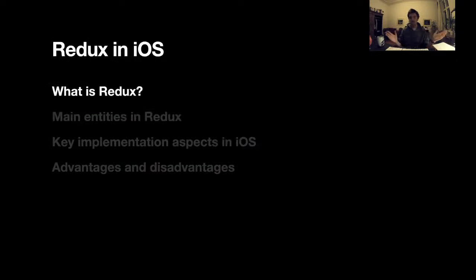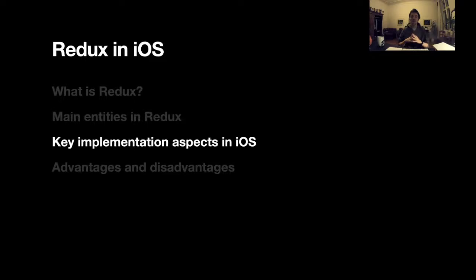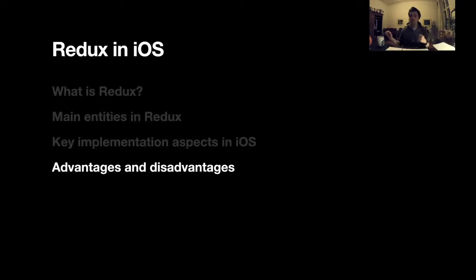So what is our plan today? First we'll discuss what Redux is. We'll discuss what the main parts in Redux are, like the main entities and so on. Then we'll see what specific parts in iOS are the most difficult, and the last one would be about advantages and disadvantages of the architecture for iOS.